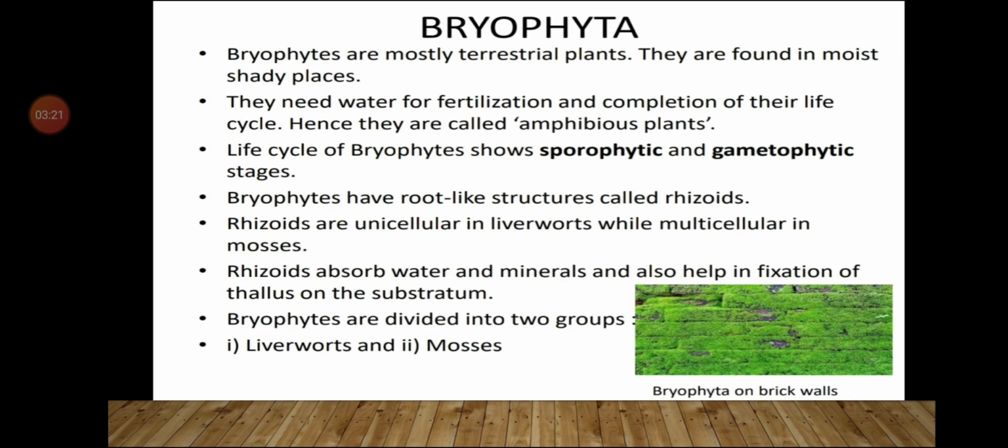The life cycle of bryophytes shows sporophytic and gametophytic stages. Sporophytic stage means when they produce spores. Gametophytic stage means when they produce gametes, that is male gamete and female gamete. The life cycle shows both stages alternately: one time the sporophytic generation and next time the gametophytic generation.